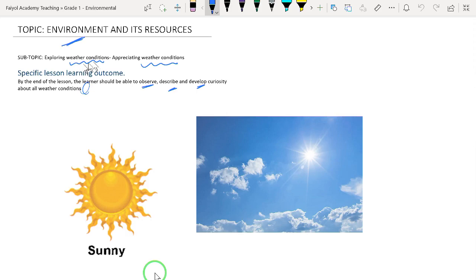So today we discussed the weather conditions, and we are going to be looking at different weather conditions. The objective of the lesson is that we should be able to observe different weather conditions and describe how they look like, and develop a study regarding how each of them behaves. So the first one is the sunny conditions.